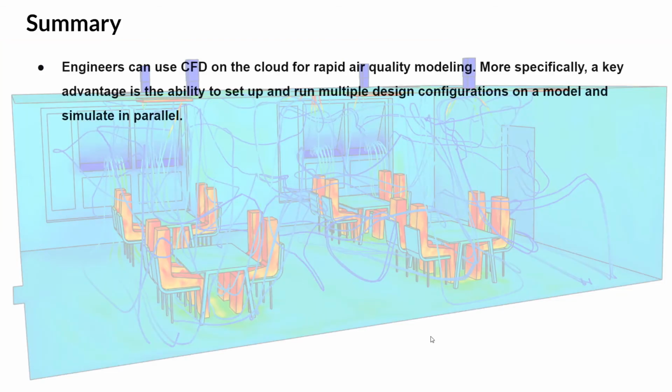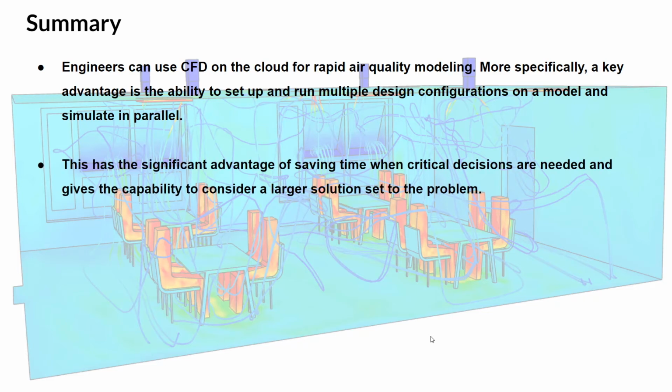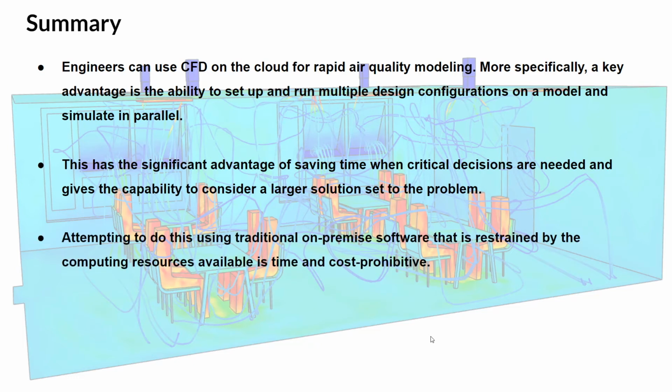So in summary, you can use CFD on the cloud for rapid air quality modeling. More specifically, a key advantage is the ability to set up and run many different configurations in parallel. This has the advantage of saving time when critical decisions are needed, and it gives the capability to consider a large solution set. Doing this with traditional on-premise software would be very restrictive, very time-consuming and costly.